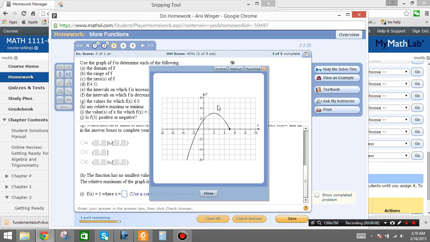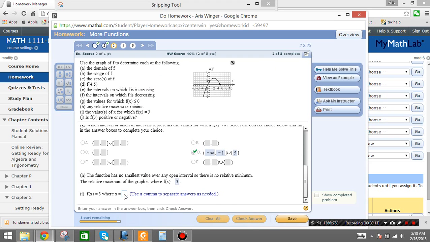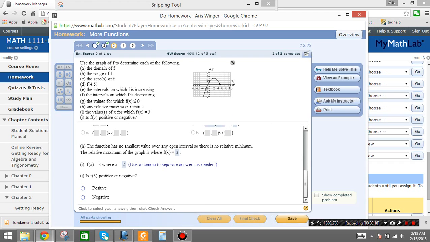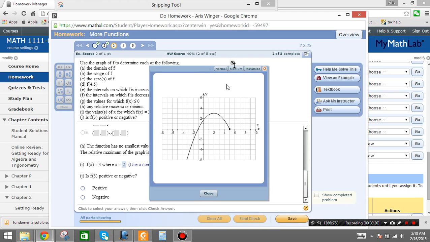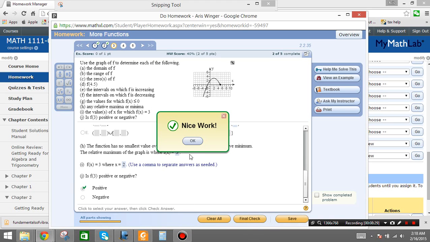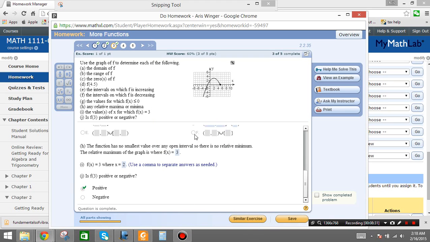What is the value of x when f of x is 3? It looks like the value is 2. F of 3, is it positive or negative? Well, f of 3 is above the x-axis. Means it's positive. And that's it.